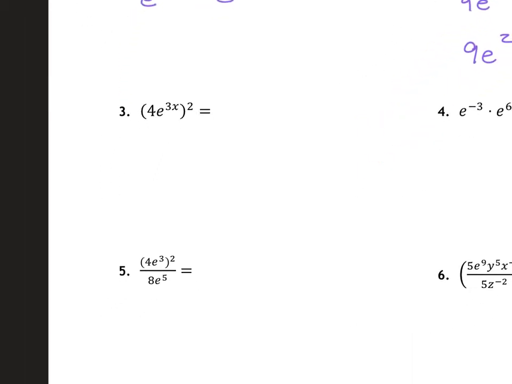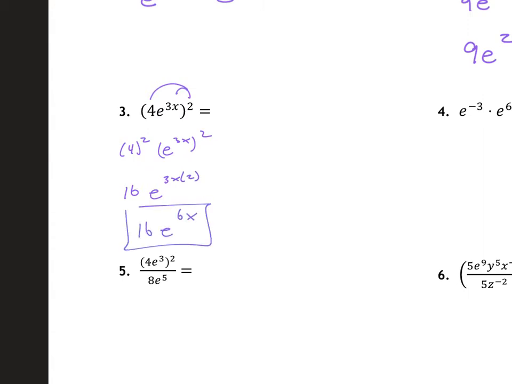So 4 times e to the 3x, and all of that is getting raised to the 2nd power. So what I'm going to do is distribute the exponent. Since there's no addition or subtraction inside, I can distribute the exponent. If there was addition, we can't do that. So everything gets the 2nd power. So I got 4 to the 2nd power is 16. E, this is a power of a power, so I got 3x times 2. So I got 16e to the 6x. Take your time. Power of a power there, we're going to multiply.